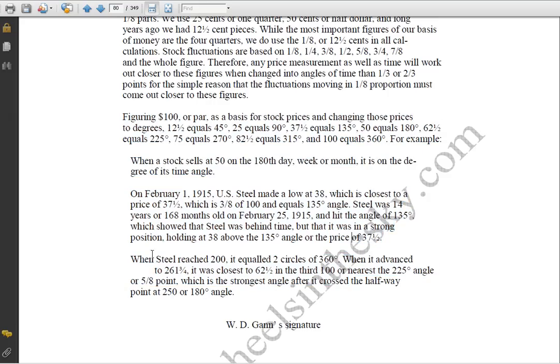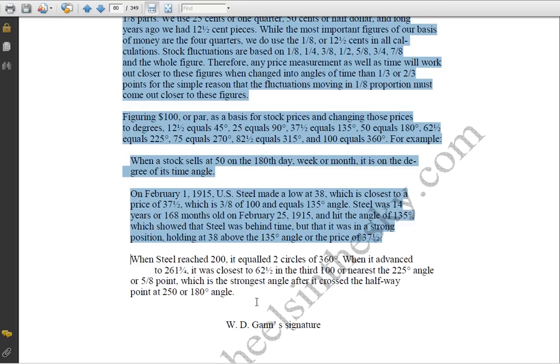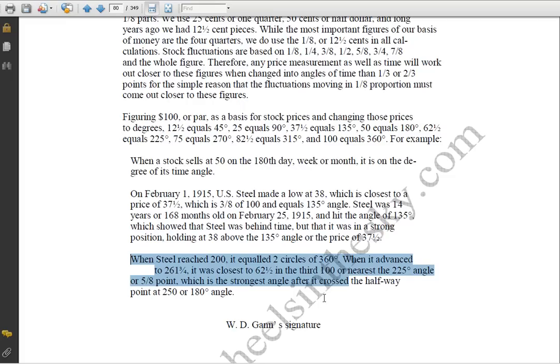Okay? When steel reached 200, it equaled 2 circles of 360. When it advanced to 261 3/4, it was closest to the 62.5 in the third 100, or nearest the 225-degree angle, or 5/8 point, which is the strongest angle after crossing the halfway point of 250, or the 180-degree angle.